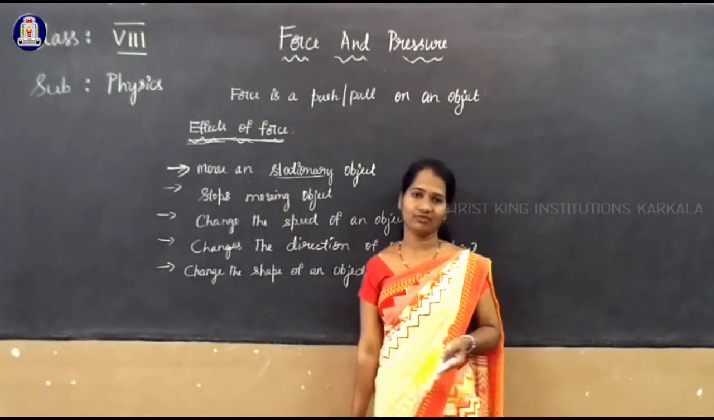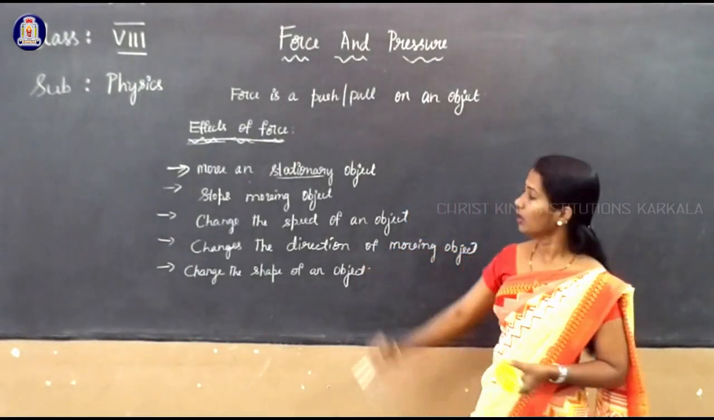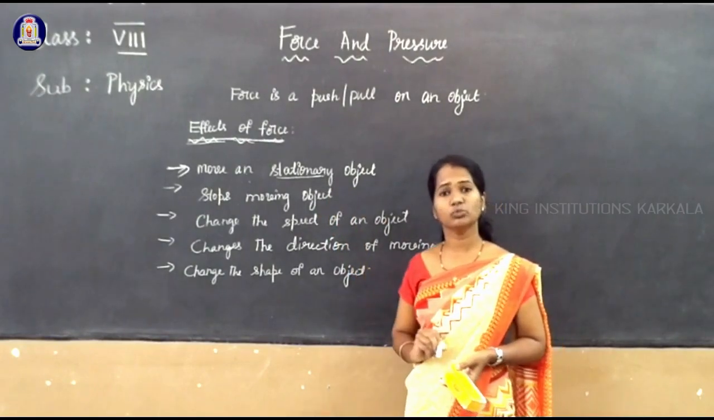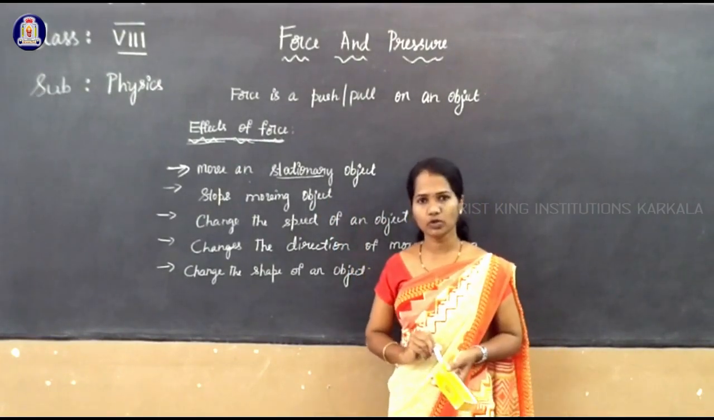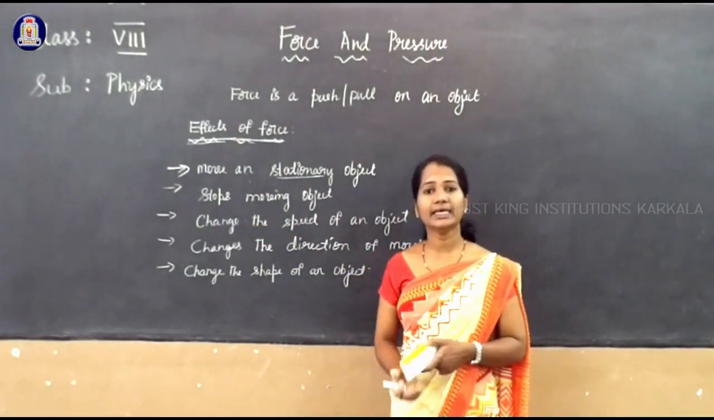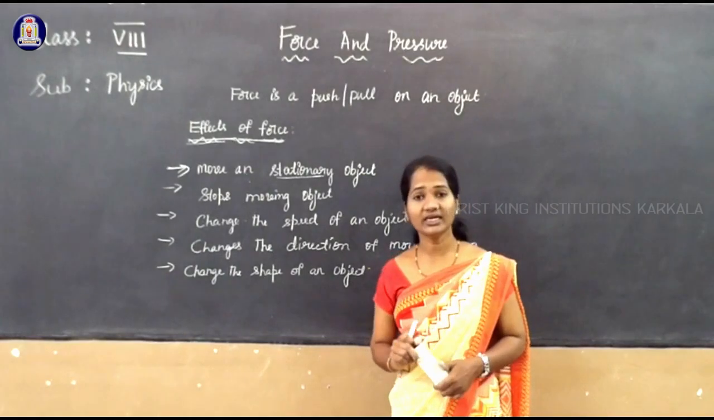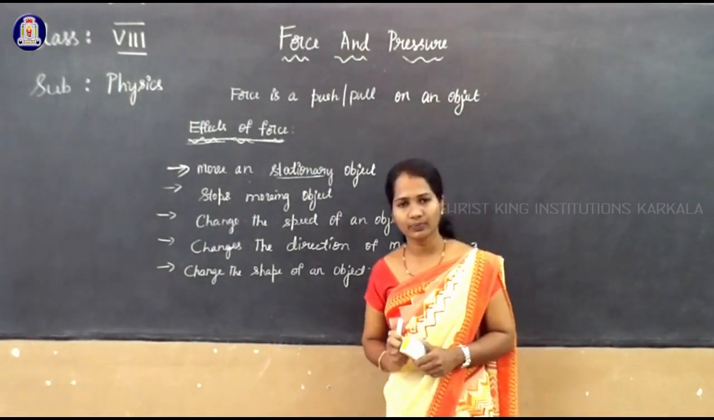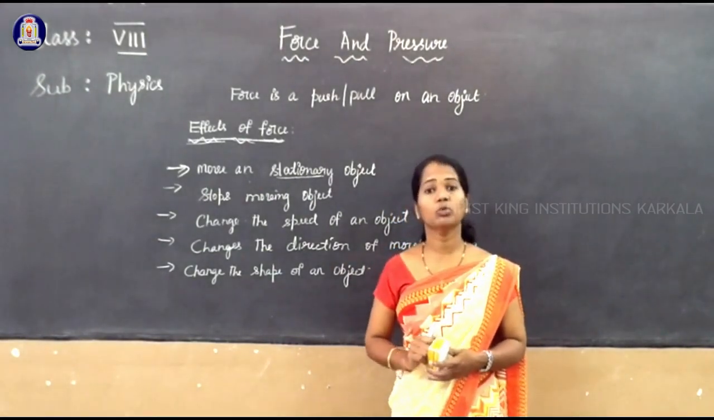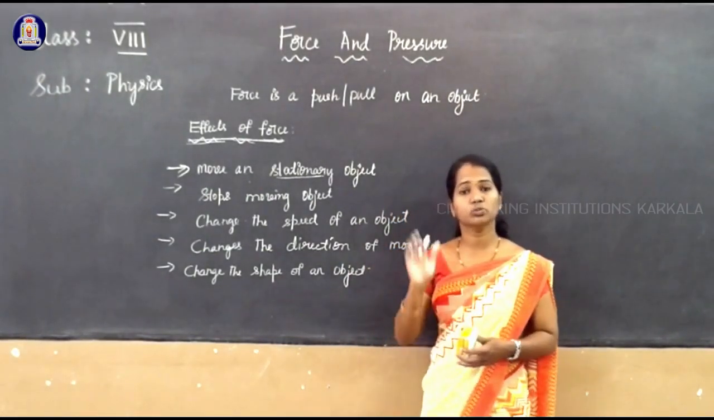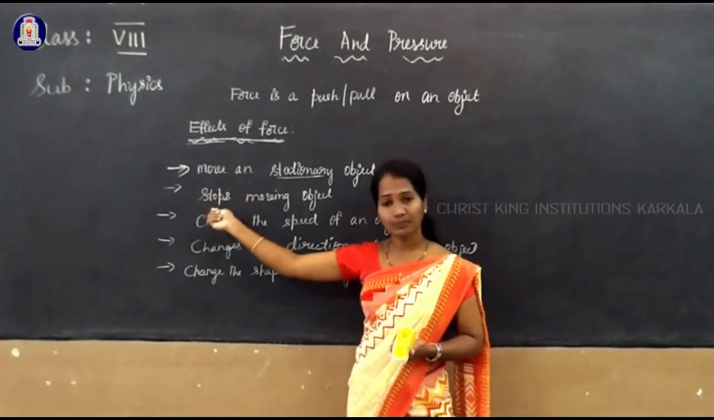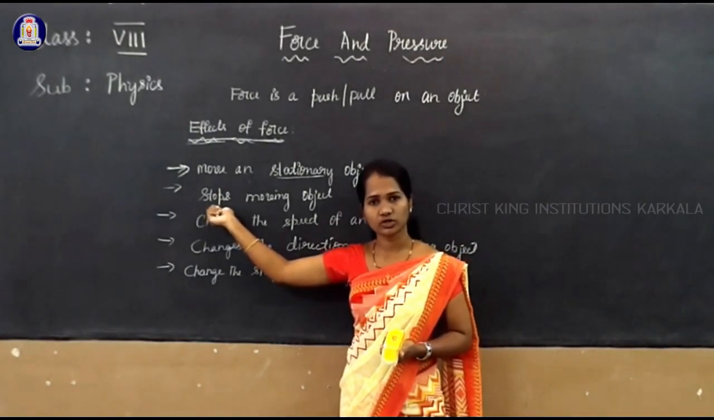We'll go to the second effect. What is the second effect of force? Force stops a moving object. An object which is moving, we can stop that motion by applying the force. For example, while playing a cricket match, if the fielder catches the ball, what happens to the ball? The ball suddenly stops. The moving ball suddenly stops. So a moving body can be stopped by applying the force.